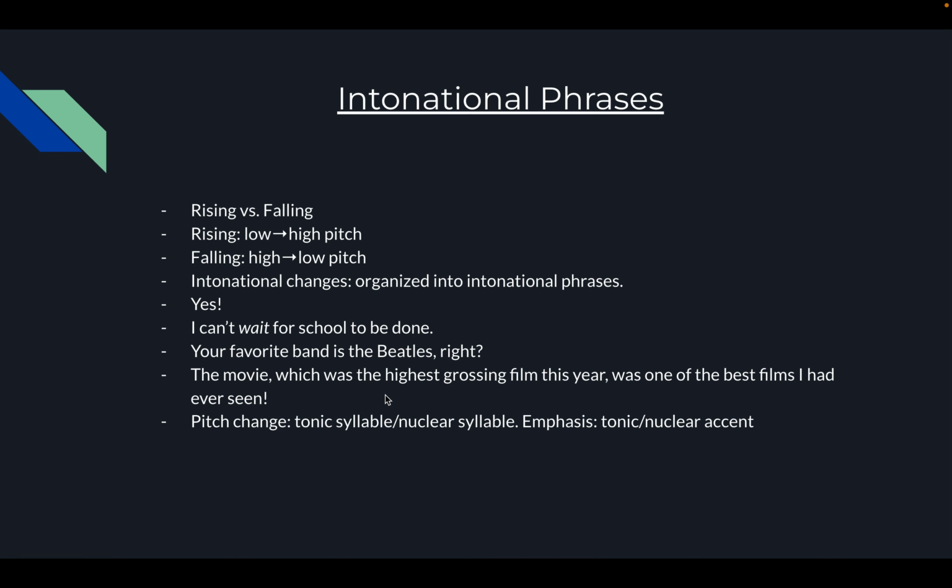The movie, which was the highest grossing film this year, was one of the best films I had ever seen.